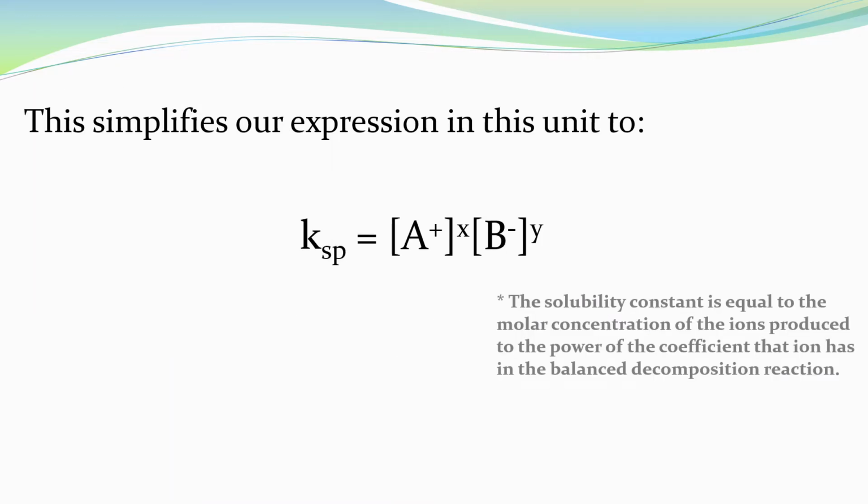This then simplifies our expression in this unit to KSP equals concentration of cations to the power of whatever number was used to balance them in the decomposition reaction, multiplied by the concentration of the anions, also raised to the power of the number used to balance the anions in the decomposition reaction.